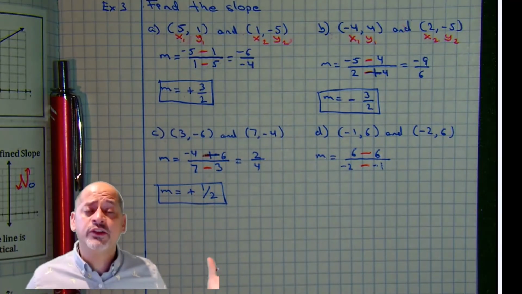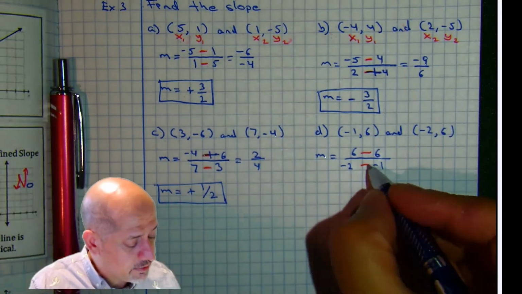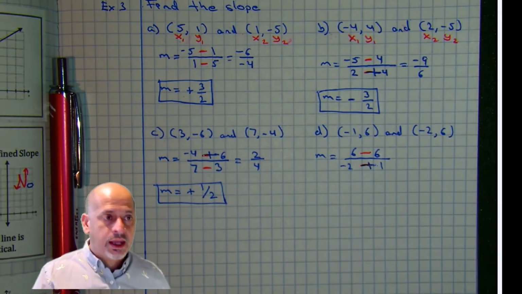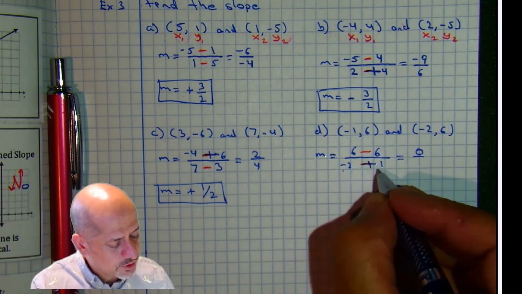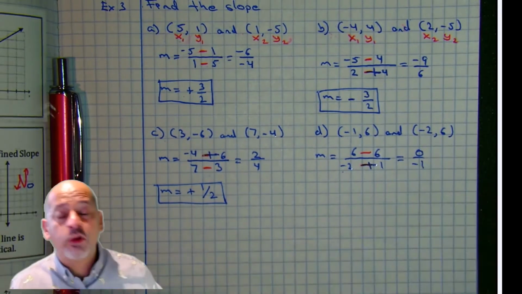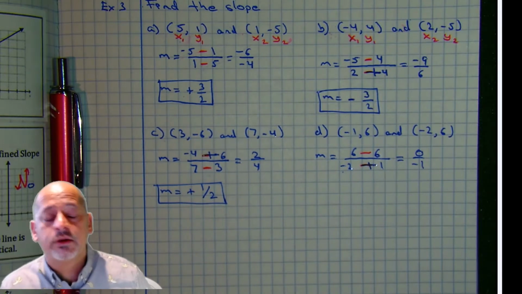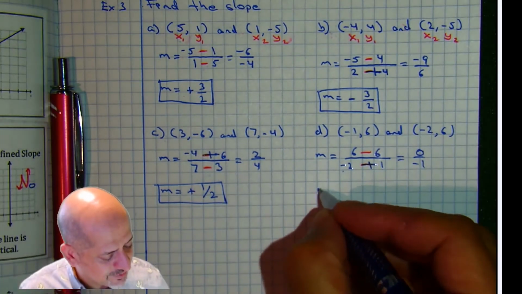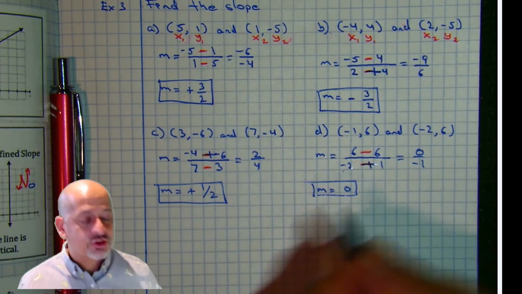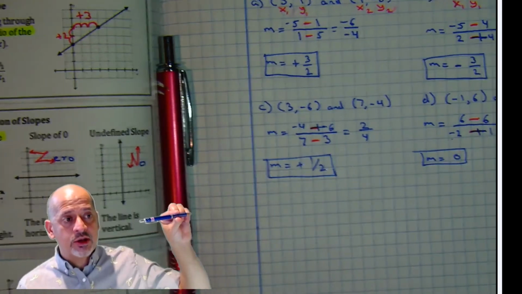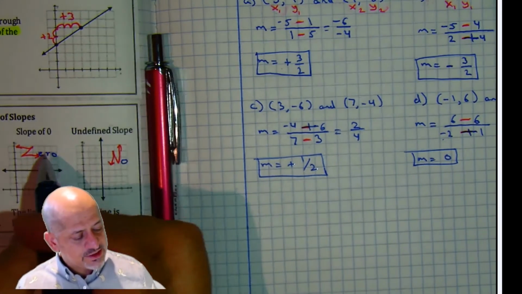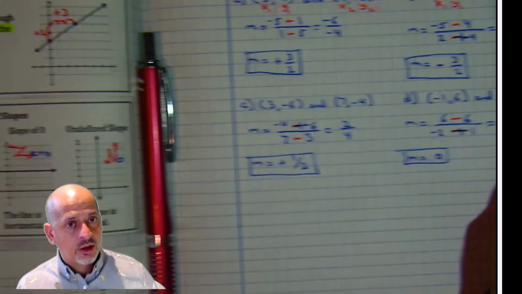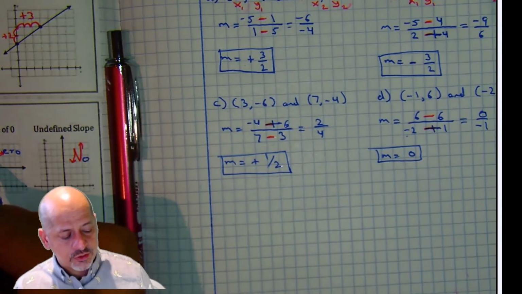What happens when we have a double negative? It becomes a positive. And now we have 6 minus 6 will give us 0. Negative 2 plus 1 is negative 1. What's 0 divided by negative 1? Correct. It's not negative 1, it's 0. So in this case, it's a 0 slope, so your line will be a horizontal line. So whenever you have a 0 on the numerator, that gives you a horizontal line.